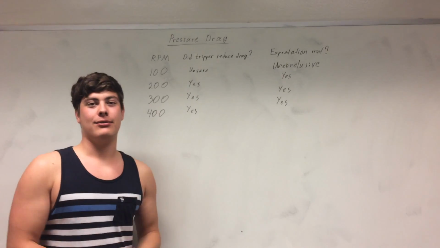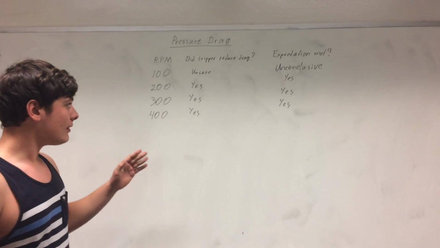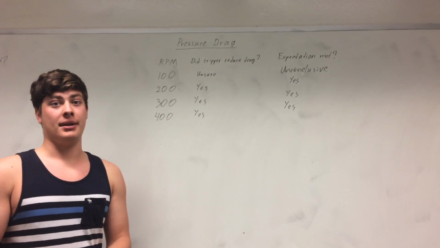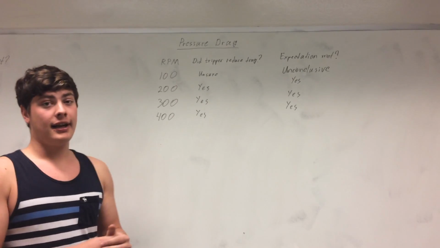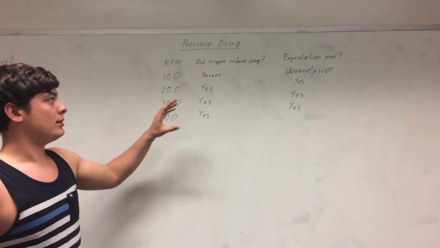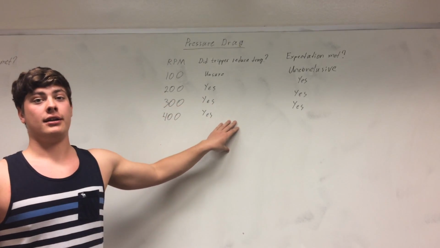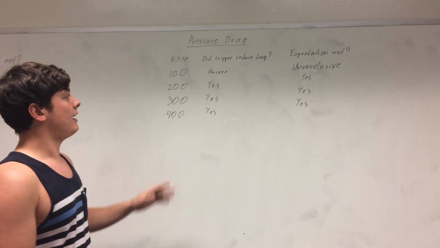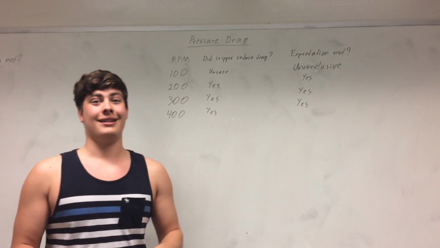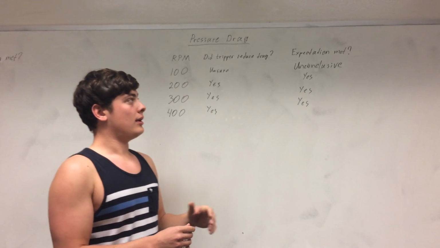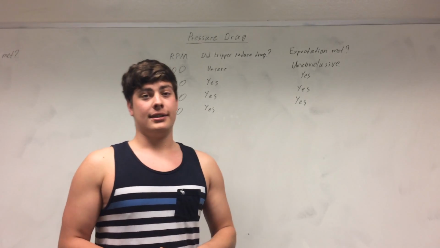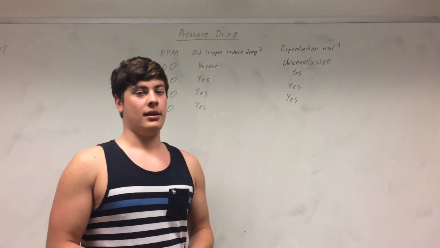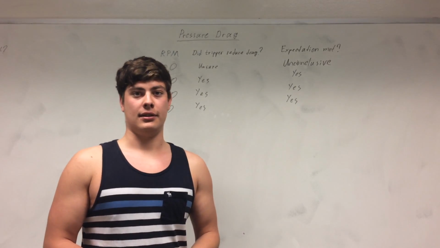Here is our data table for the pressure drag experiment. We completed the experiment at 4 different RPMs. For 400, 300, and 200, we observed a reduction of pressure drag when the boundary layer tripper is applied. But for 100 RPM, our data is inconclusive. So in 3 out of 4 cases, we met our expectation, and for 100 RPM, we cannot conclude anything.